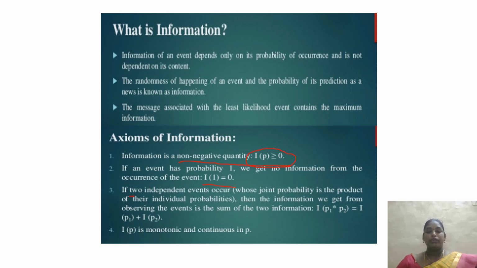If two different events occur simultaneously, the total information is computed as follows: if we take two sources with probabilities P1 and P2, then the total information will be I(P1) plus I(P2).